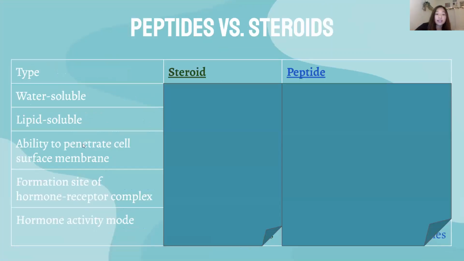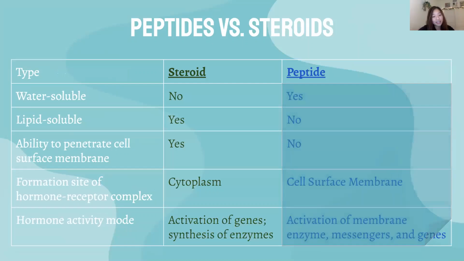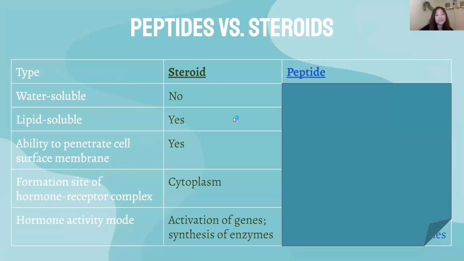All right, so there are two types of hormones, peptides and steroids. This table just simplifies the differences. Jose, if you could uncover what's beneath those. Beautiful.